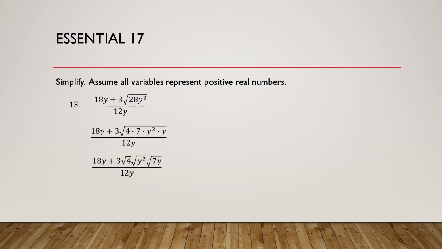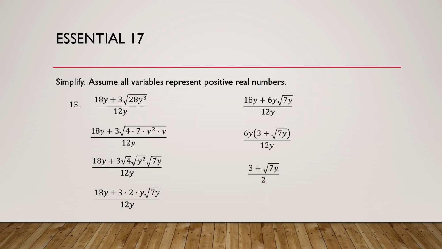The square root of 4 is 2, the square root of y squared is y. This leaves us with 18y plus 3 times 2 times y times the square root of 7y over 12y. When we simplify, we get 18y plus 6y times the square root of 7y over 12y. We can factor a 6y out of the numerator, which cancels with the denominator, to get the final answer, 3 plus the square root of 7y over 2.